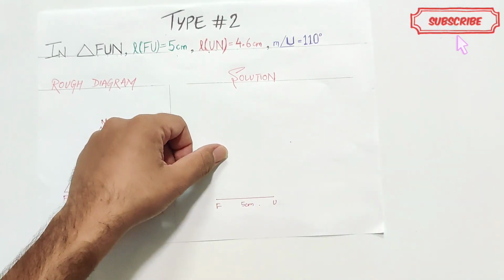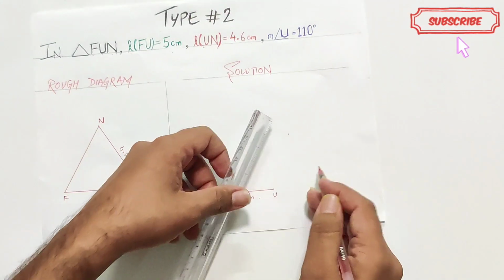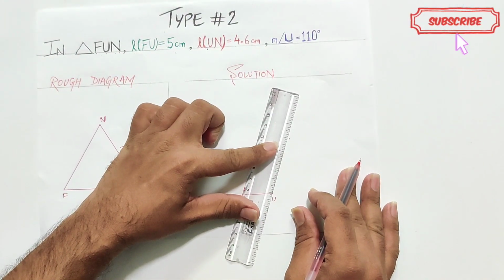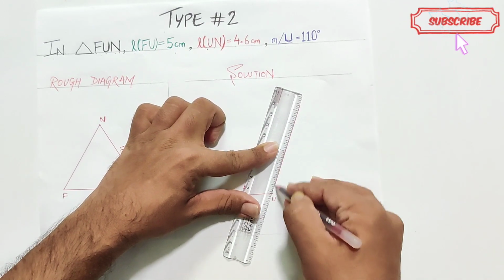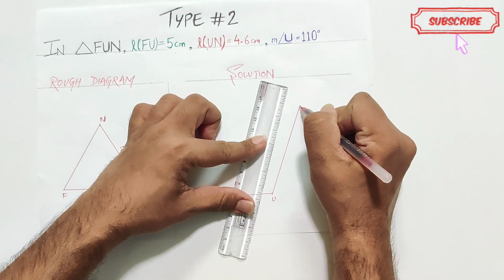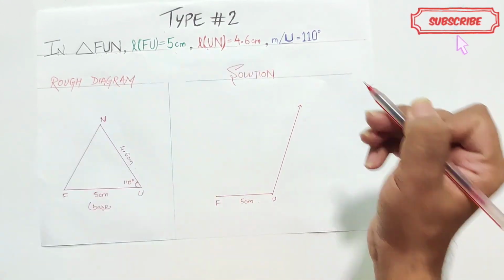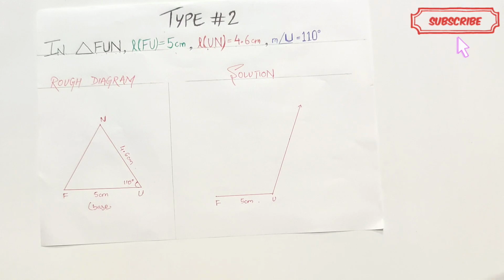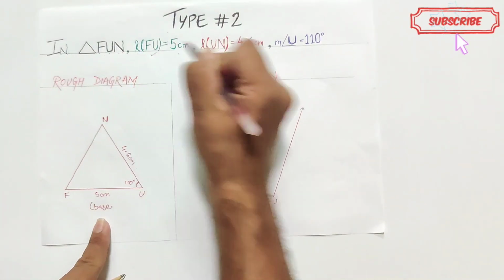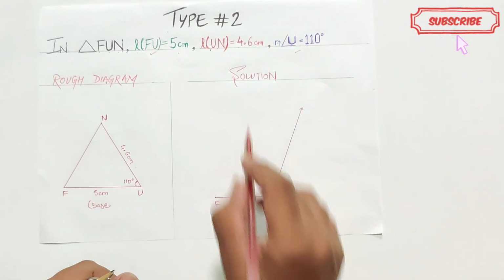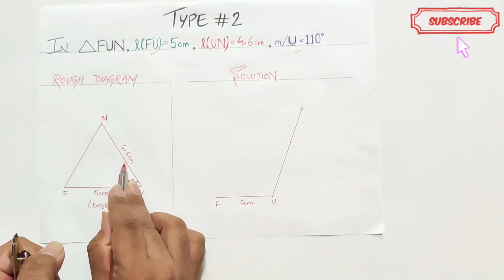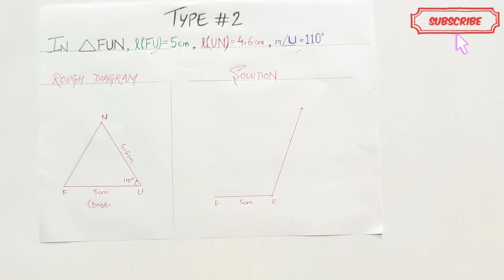We are going to take off the protractor. Now we are going to draw a line which passes through the point which we have drawn. Now we are done drawing the line from point U. So I'm done with this. Now you are pending to draw UN with a measure of 4.6. UN, a measure of 4.6.